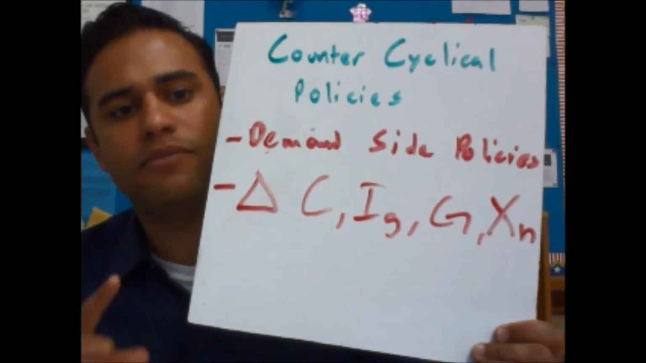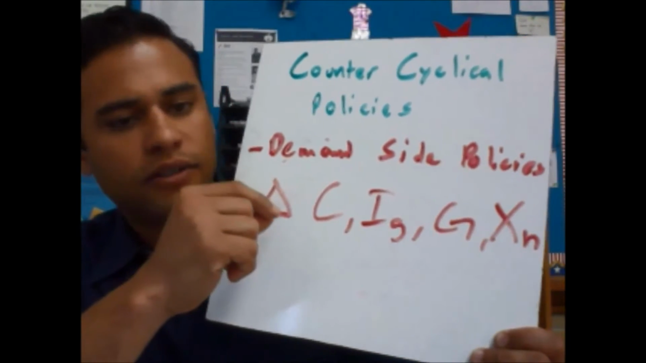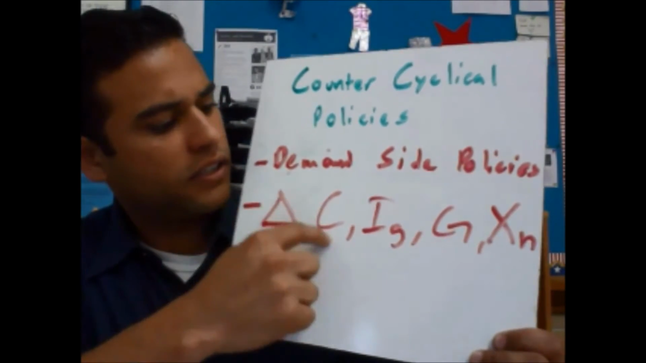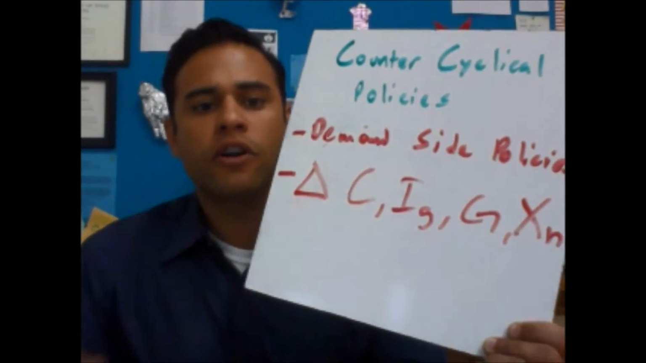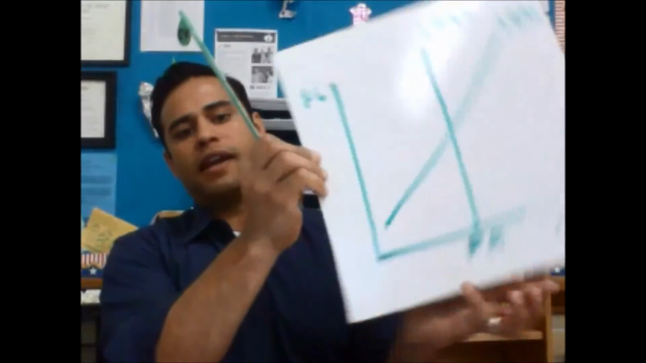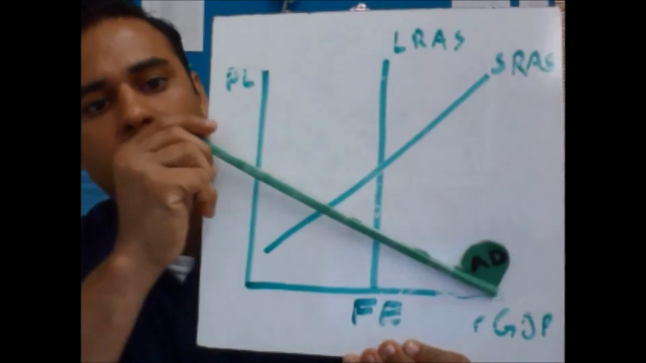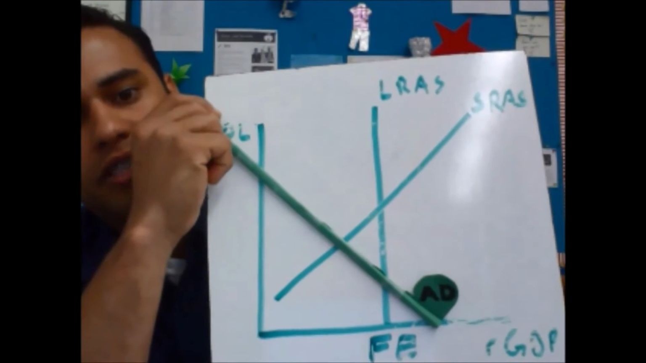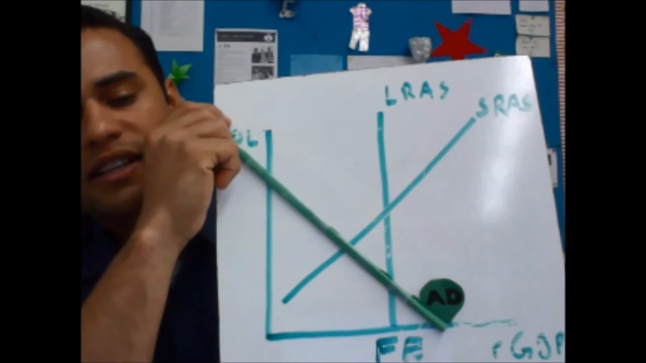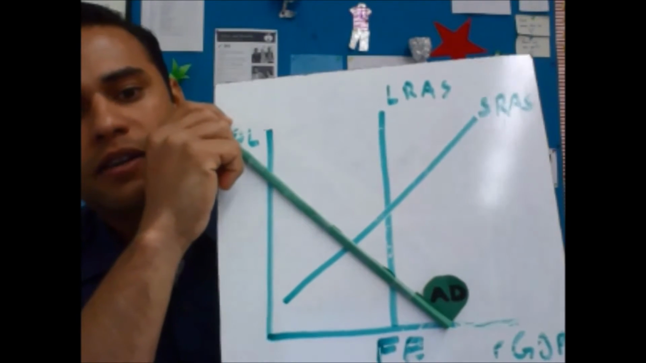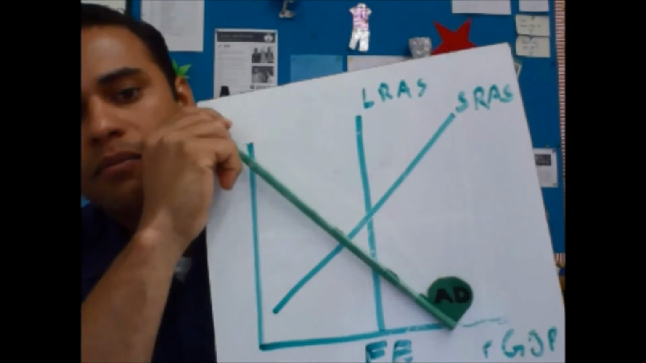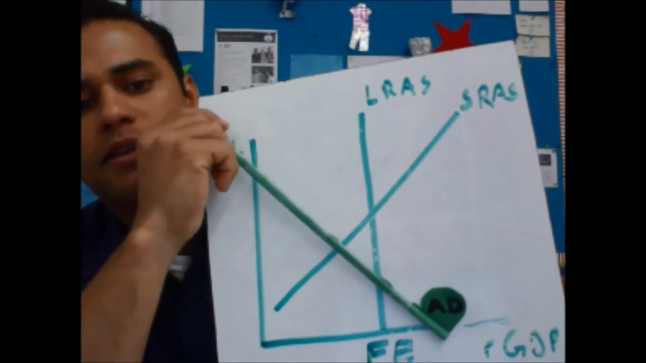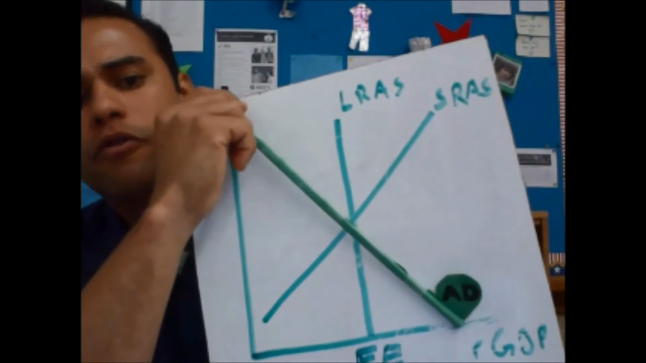Countercyclical policies attempt to change either or some combination of consumption spending, gross private investment, government spending, or net exports in order to either push aggregate demand back to equilibrium or pull aggregate demand back from inflation to equilibrium. So what I'm saying is this: we're in a recession. We want to do policies that somehow increase consumption spending. If we do that, we can push ourselves back. If we increase gross private investment, we can push ourselves back. If we increase government spending, push ourselves back. If we increase net exports, we would push ourselves back.